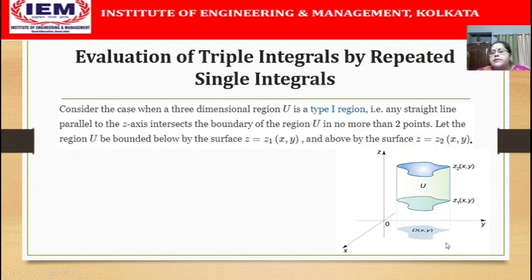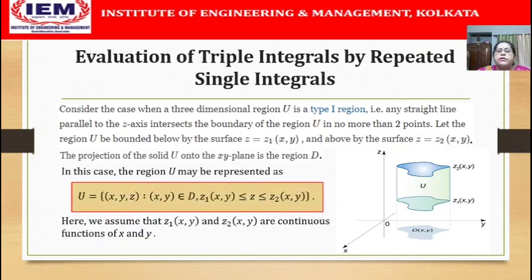And see that D_xy is nothing but the projection of the region onto the xy plane. So now this region U may be represented as the set of points (x,y,z) such that (x,y) belongs to this region D_xy and z varies from the lower surface z1(x,y) to the upper surface z2(x,y), where of course we assume that z1(x,y) and z2(x,y) are continuous functions of x and y.